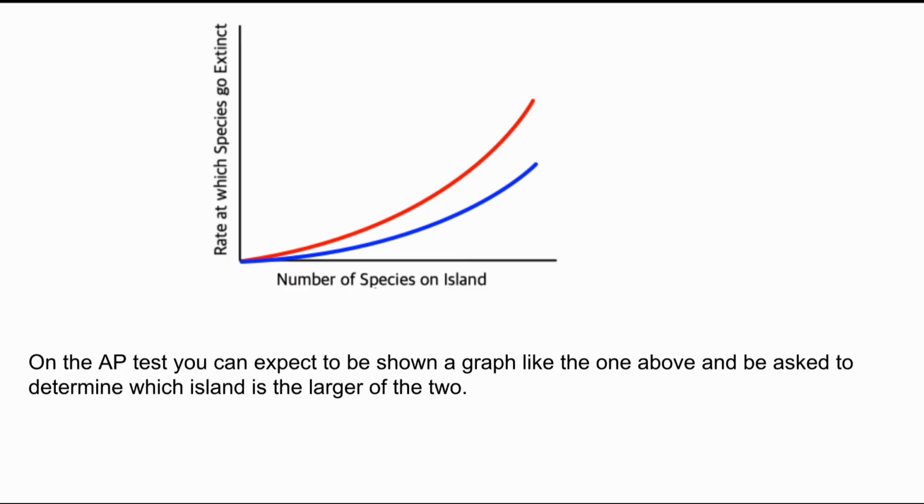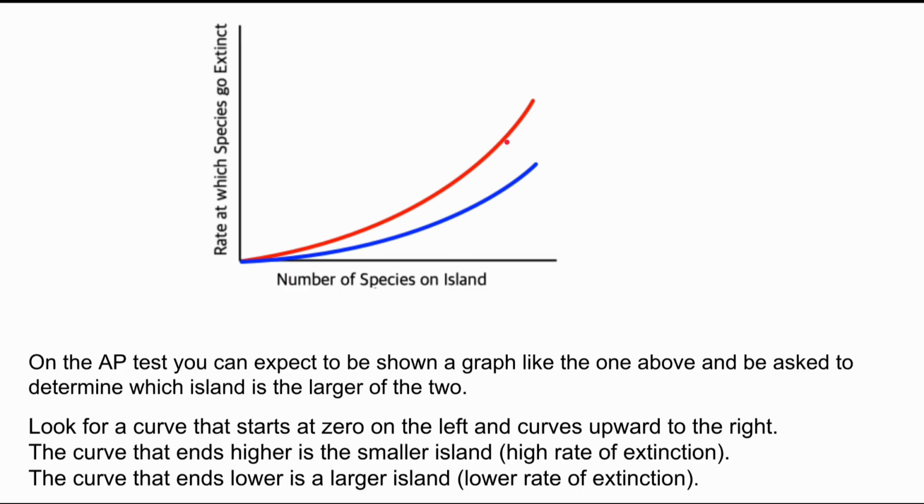And here's why. A small island has a high rate of extinction. This red one must be a small island because it has a higher rate of extinction. And this one has a lower rate of extinction, so it must be a larger island. It's really easy to get yourself confused and say, oh, this one's big, so it must be a big island. No. The bigger the island is, the lower the rate of extinction.